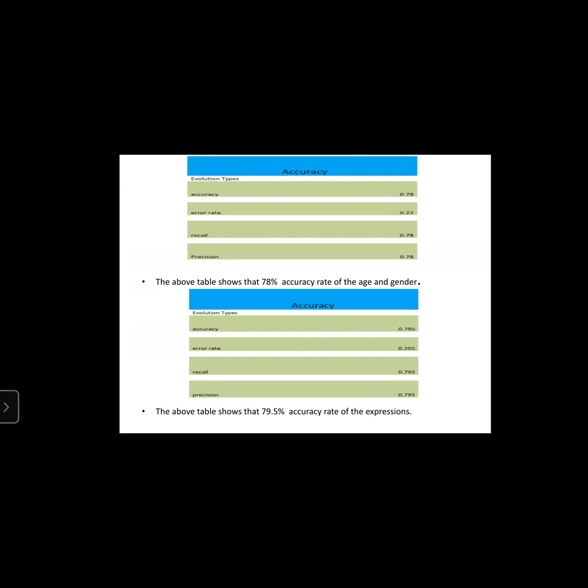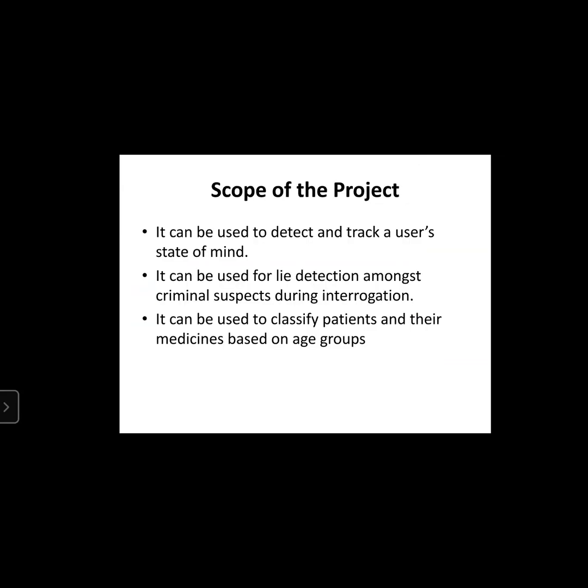So next, here is our accuracy chart for age, gender, and emotion detection. In the first table, for age and gender detection, we achieve 78% accuracy, with error rate, recall and precision. In the next table, we achieve a 79.5% accuracy rate for emotion detection. So moving to the scope of the project.